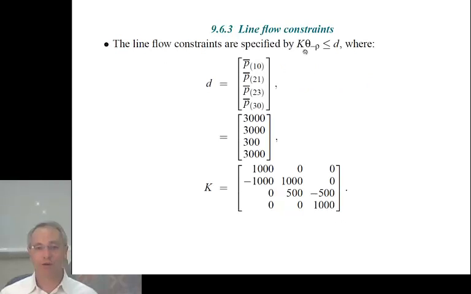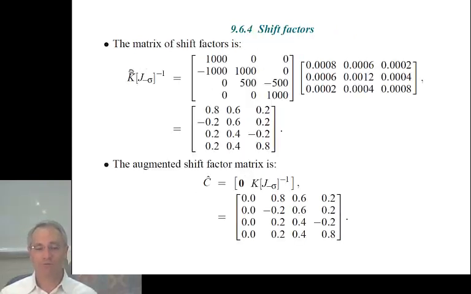The line flow constraints are in the form K times theta minus rho is less than or equal to D. The right-hand side of the constraint matrix is 3,000, 3,000, 300, and 3,000. And evaluating K, we met it before, is given by this matrix. So in general, in each row, there are either 2 entries corresponding to the from and to bus, or if the to bus or the from bus is the angle reference bus, there's only one non-zero entry in the corresponding row of K.